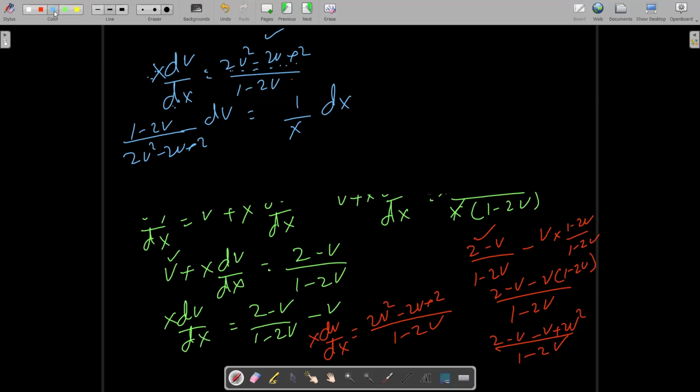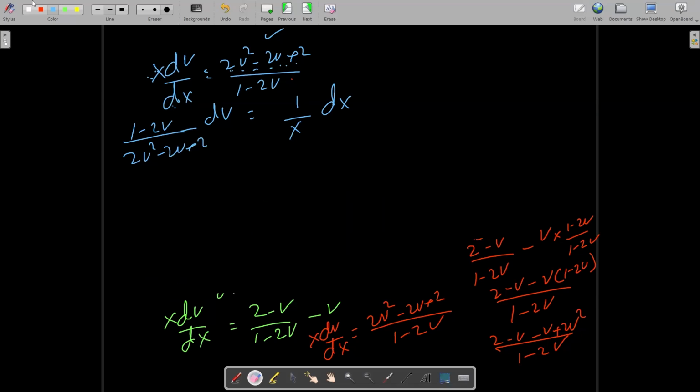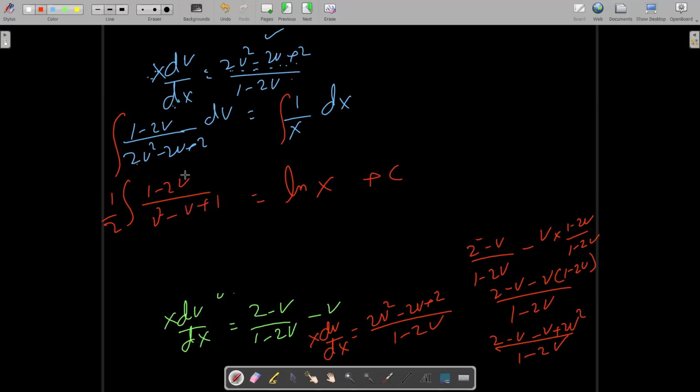Now, if you apply the integral on both sides, the right side is pretty simple. That is ln x plus c. What about the left side? 1 minus 2v over 2v square minus 2v. If you take a look at this one, if you factor out 2 as common, you can take it out. It's going to be v square minus v plus 1, right? Yes.